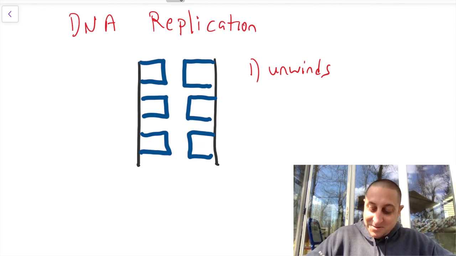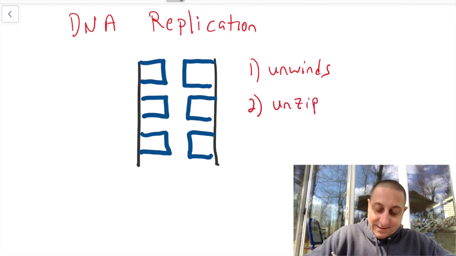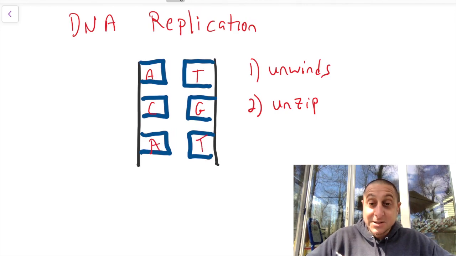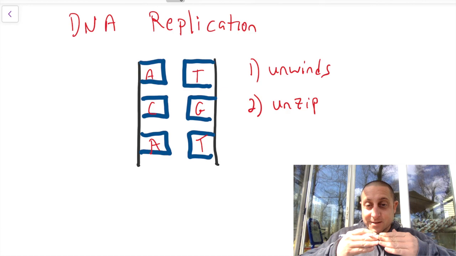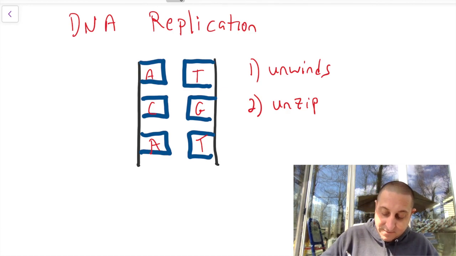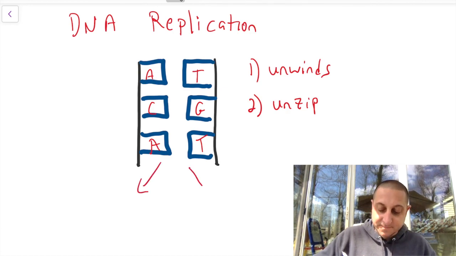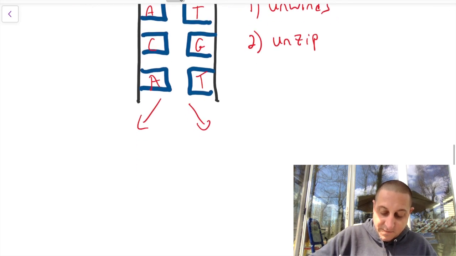After that, it is going to unzip. So let's say I have A, T, C, G, A, T. Okay? It's going to unzip. Those hydrogen bonds that are holding it together are going to come apart. Going to come apart.